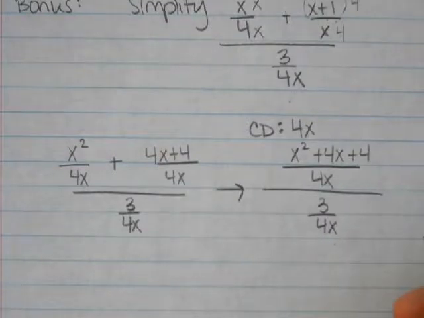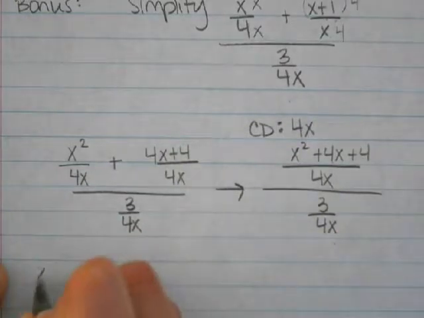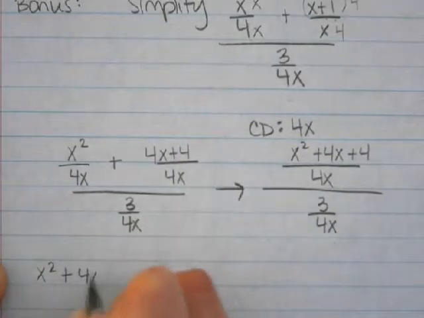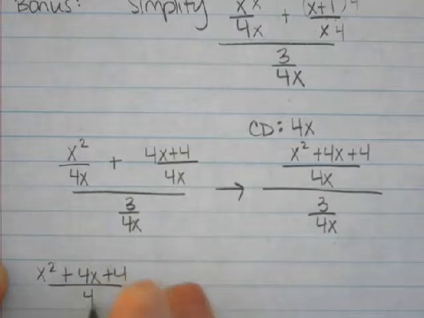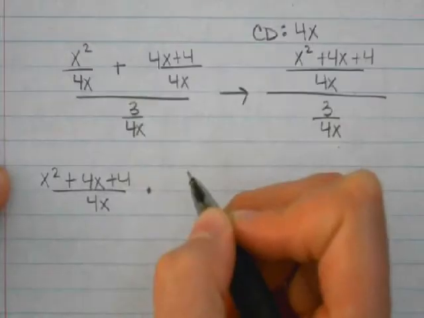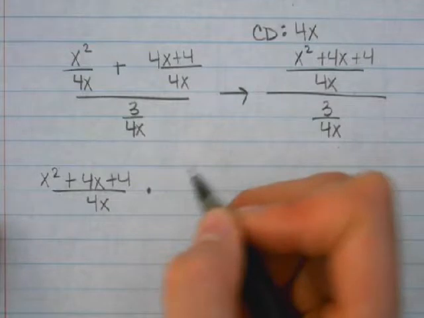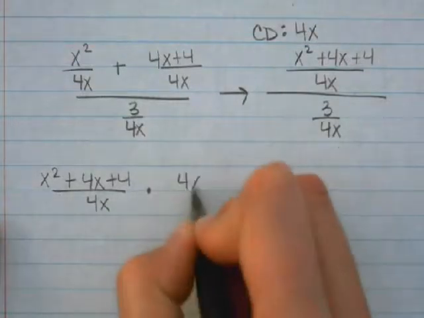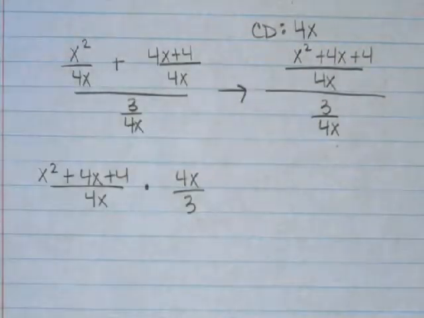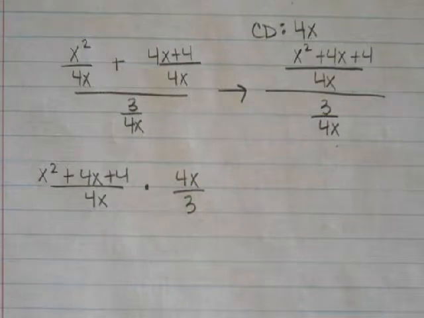Keep, change, flip, right? So I'm going to keep the one on the top. I'm going to change it to multiply. And I'm going to flip the one on the bottom. And then what do you guys notice when I did that? Cancel. Yeah, we got stuff that can cancel. 4x. Yep, and you can do a diamond.